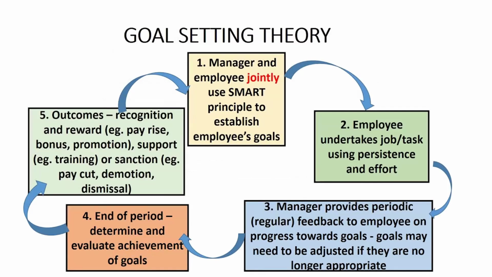Second step, employee undertakes the job or task using persistence and effort. The third, manager provides periodic or regular feedback to employees on his or her progress towards goals. The goals need to be adjusted if they are no longer appropriate. At the end of the period, determine and evaluate achievement of goals, and the outcome is recognition and reward. Or it can be negative, such as pay cut, demotion, or change in the job design too. This is how the goal theory functions.